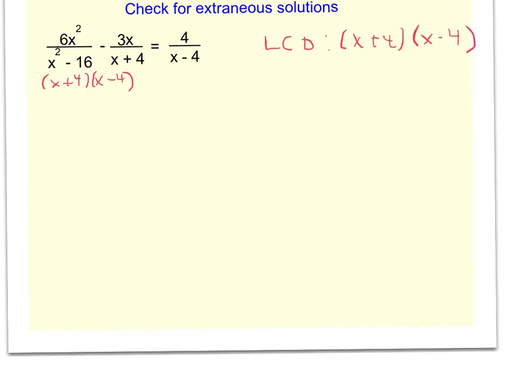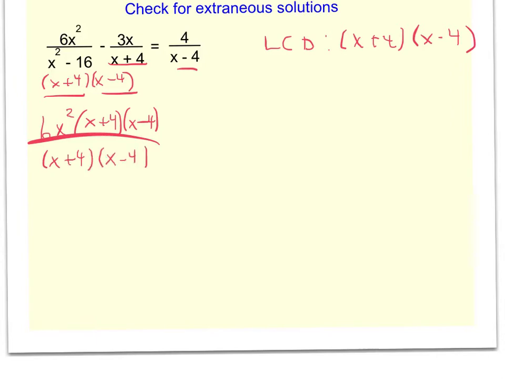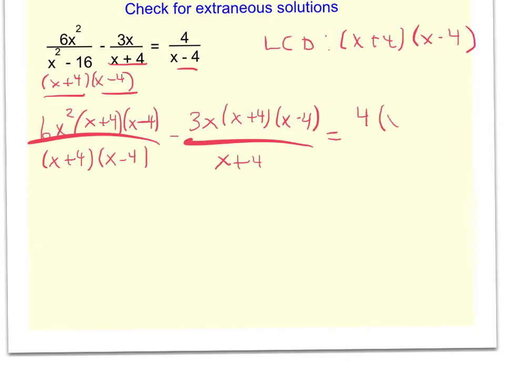And the reason being, of course, is because x plus 4 is common between those two, x minus 4 is common between those two, and that covers all of the denominators. So I'm going to take the first term, 6x squared, times the entire LCD, and then that's all over the same thing, which you probably note. And I'll cancel in a little bit here. 3x times the LCD, and that's all over x plus 4, equals 4 times the LCD, and that's over x minus 4.